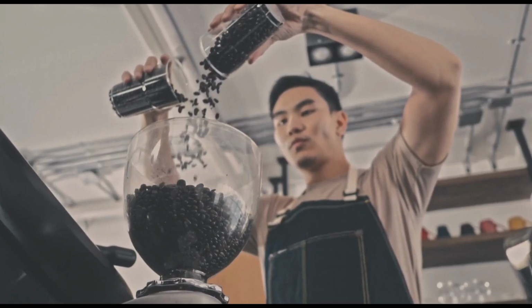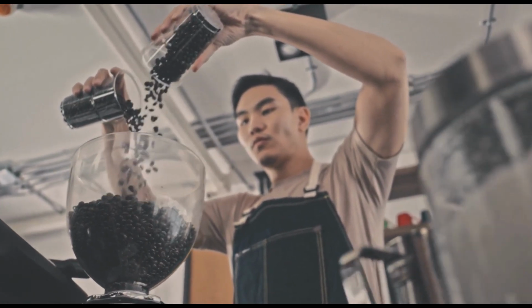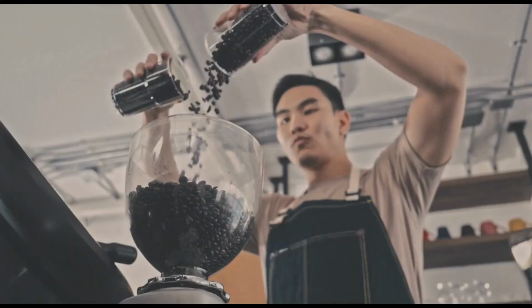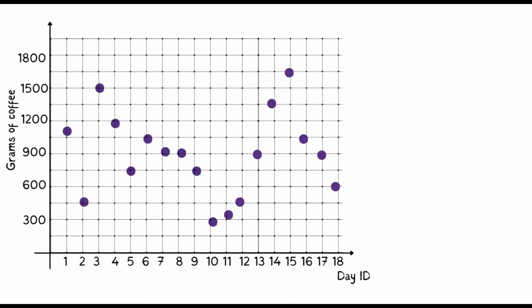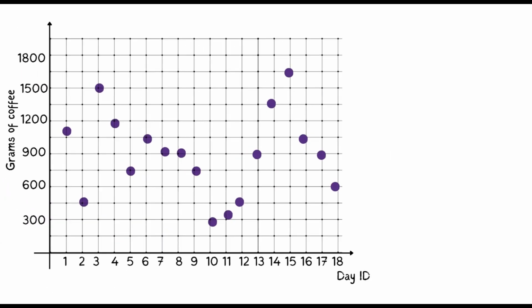We are spoiled. Free coffee for the employees in our company. But the barista has to order it daily, so it's always fresh and tasty. So he starts logging the consumed amount of coffee in grams every day to optimize the amount he orders. This visualization doesn't help him much. A histogram is what we are looking for when A, the variable is continuous, and B, we are interested in how frequent a certain value is. But how do we build it from the data?